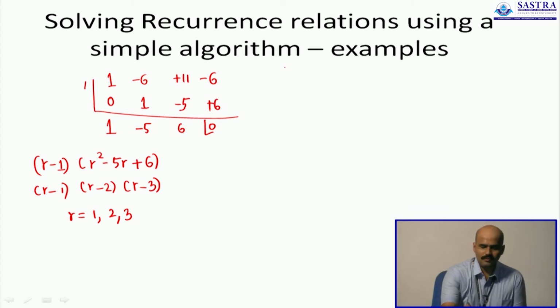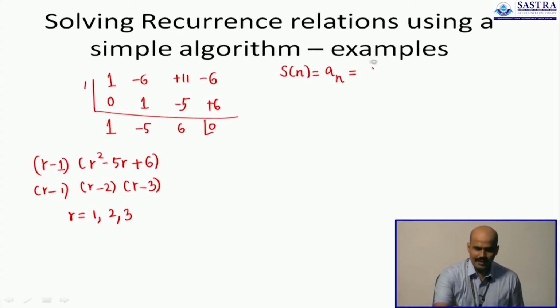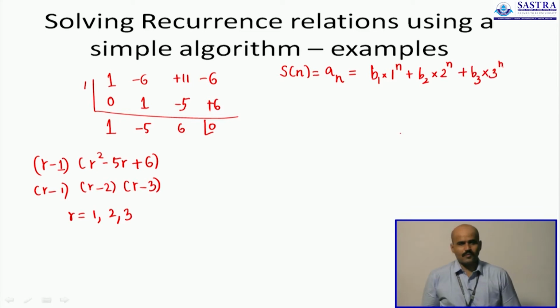This gives us the license to write the general solution of the given recurrence relation. Since there are 3 roots and they are 1, 2 and 3, the general solution of the recurrence relation can be written as b1 times 1 power n, b2 times 2 power n, and b3 times 3 power n. That's what we learned yesterday. And since all these roots are distinct, this kind of a general solution can be easily arrived at.